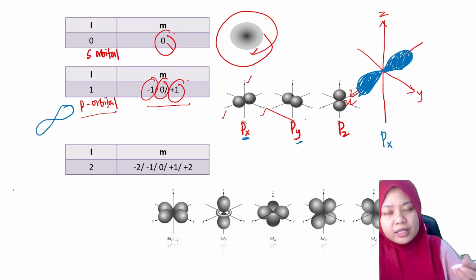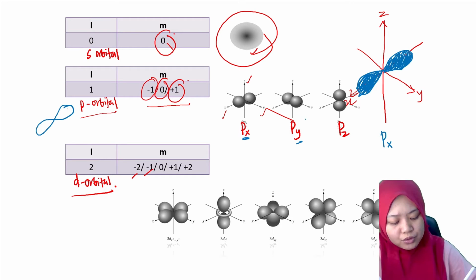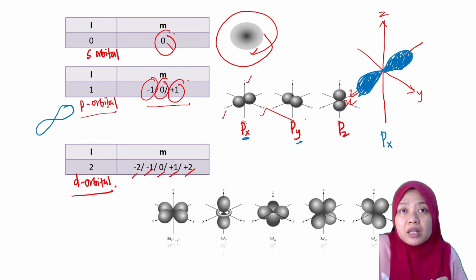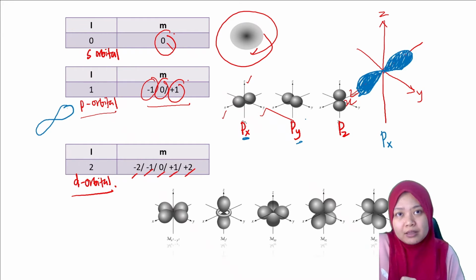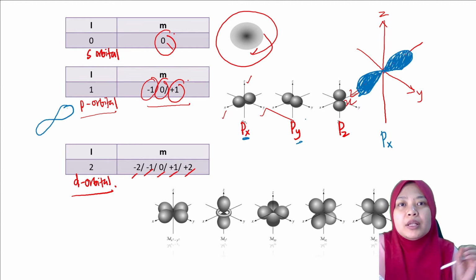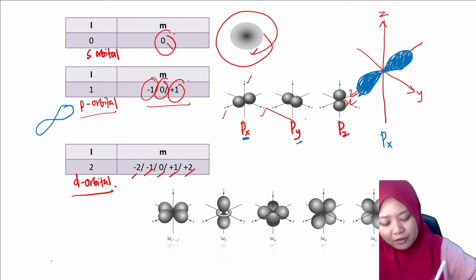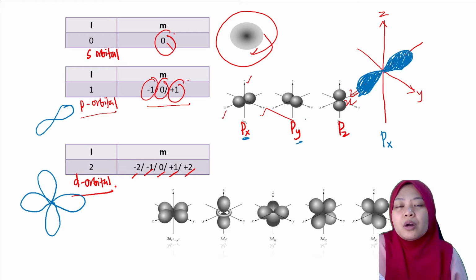The last one is L equal to 2, which is D orbital. So D orbital, there are 5 values: 1, 2, 3, 4, 5. That means there are 5 orientations of D orbitals, or you can say there are 5 ways to draw D orbital. D orbital is cloverleaf. Okay, cara nak lukis cloverleaf, 1, dia ada 4 kelopak, 2, 3, 4. So this is how you draw cloverleaf.